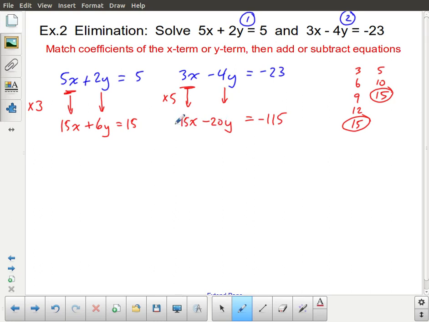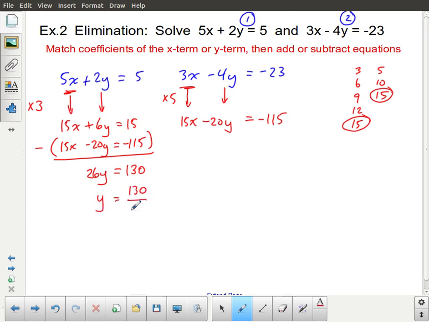So I can take this equation and rewrite it over here. 15x minus 20y equals negative 115. And then what do I have to do to these two equations to make the 15s go away? Well, I have to take the first equation and subtract the entire second equation. So what does that give us? 15x minus 15x is equal to 0x. Well, that's good. That gets rid of that. 6y minus negative 20y. It's super important that you're careful about this. We are subtracting this whole equation. So this is 6 minus negative 20, which of course is equal to positive 26y. And similarly, we have 15 minus negative 115, which is the same as 15 plus 115, and that's equal to 130. So y is equal to 130 divided by 26.